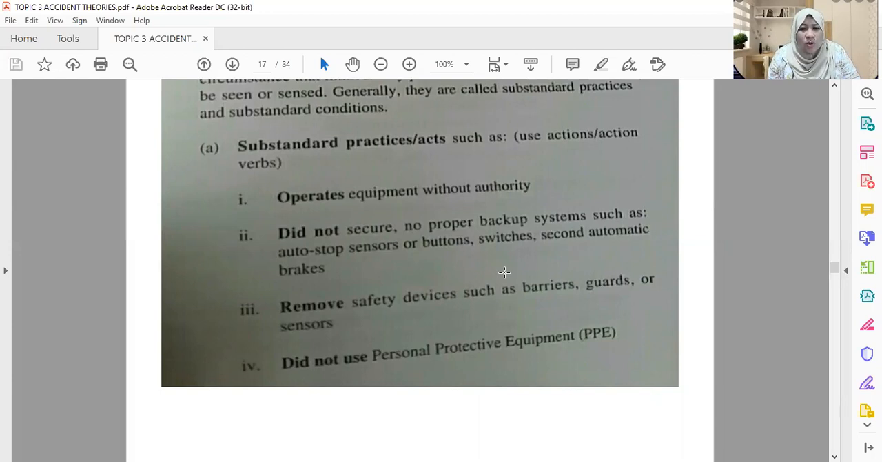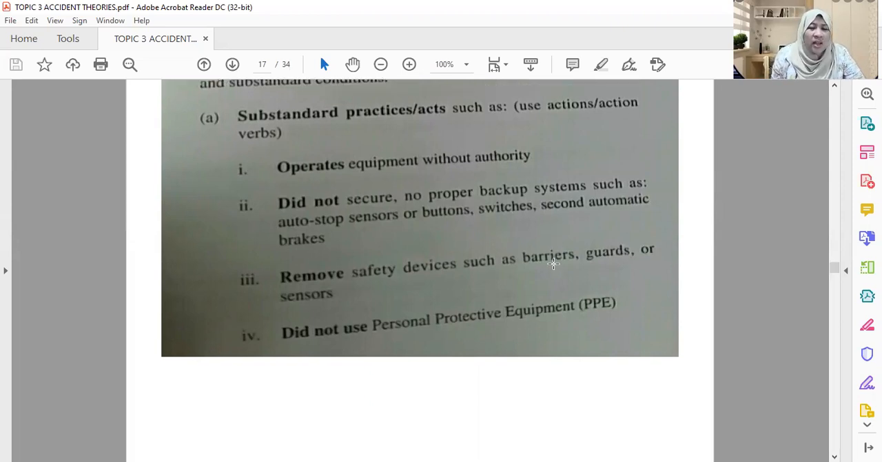Auto stop sensor, something like when it sees your right hand, it will automatically stop, but because there is no sensor on that, it just cuts your hand and fingers. Switches and also automatic brakes. This is most probably like in a bus, which has an emergency brake for this, and also the LRT train. And also removing safety devices such as barriers, guards, or sensors.